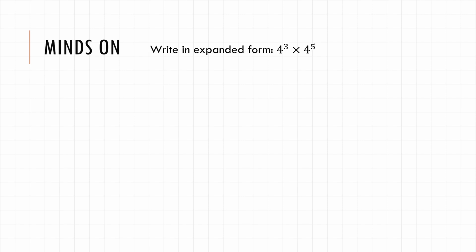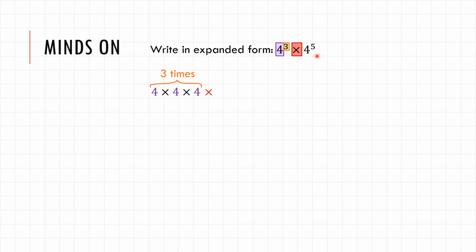To get our minds in the right groove, just a very simple question here. Write this in expanded form. Take a second to do that. Well, hopefully you realize that this is 4 multiplied by itself 3 times. So that's how I would expand this power: 4 multiplied by itself 3 times. And then I have to multiply, so I'll put another multiplication symbol here, by 4 to the power of 5.